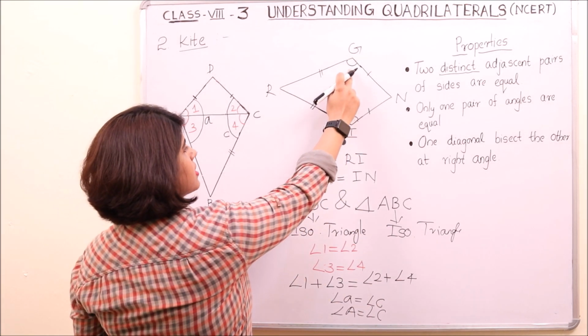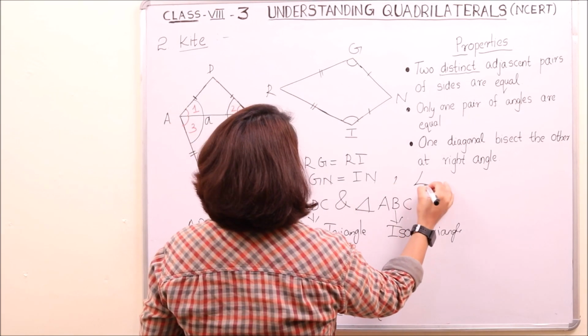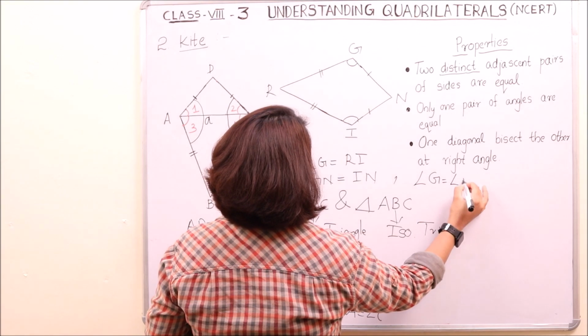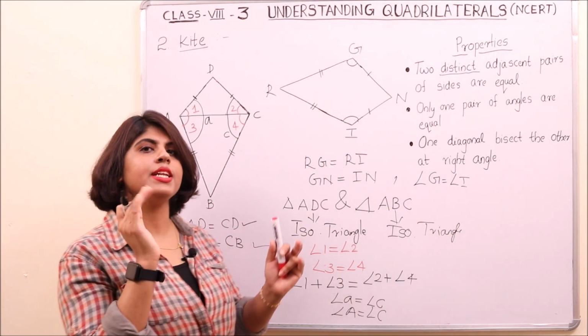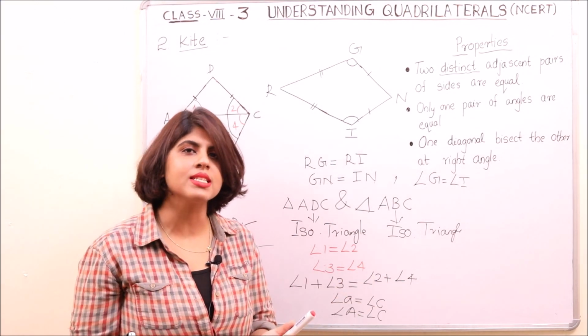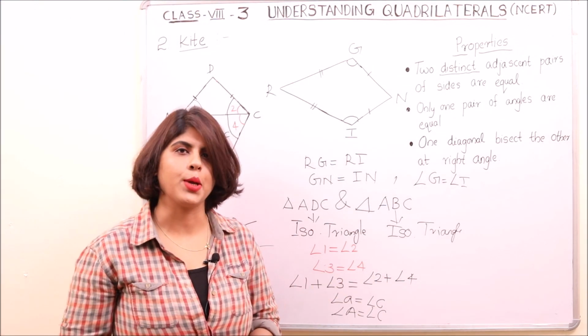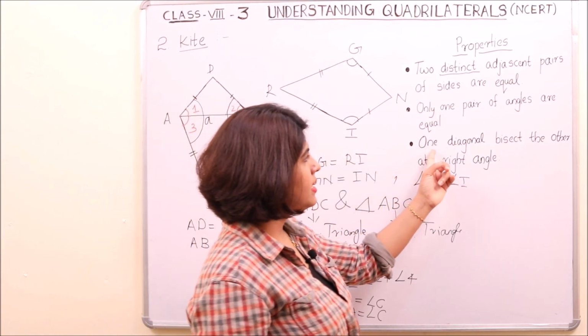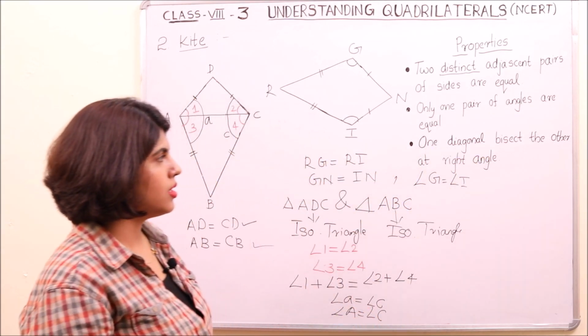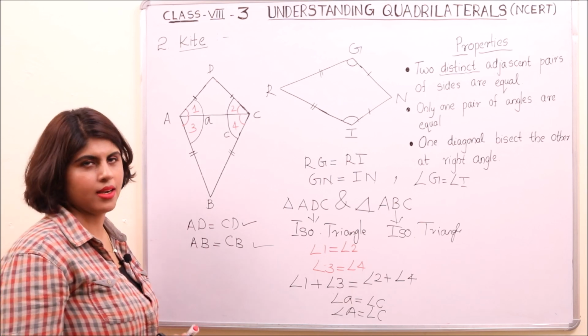Here we can say angle G equal to angle I. Right? That is, the angle included between two unequal sides should always be equal. Clear? Now we will move on to the third property. One diagonal bisects the other at a right angle.